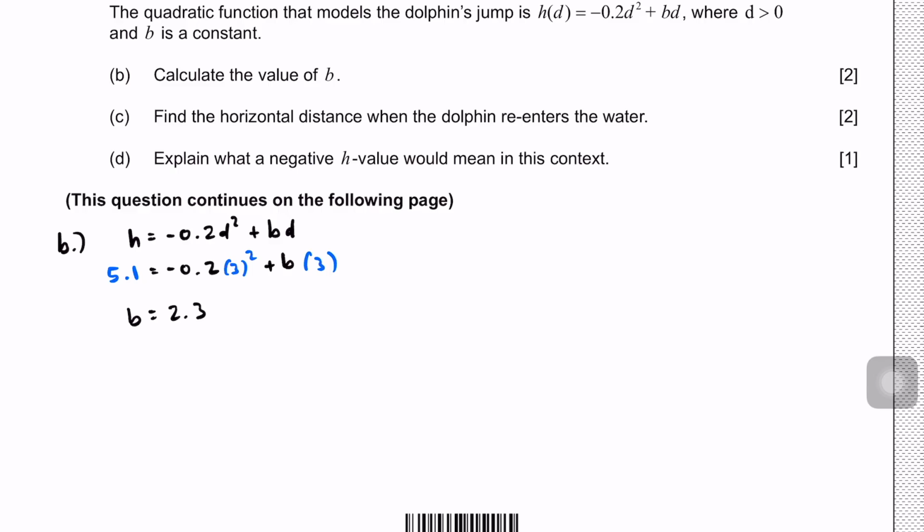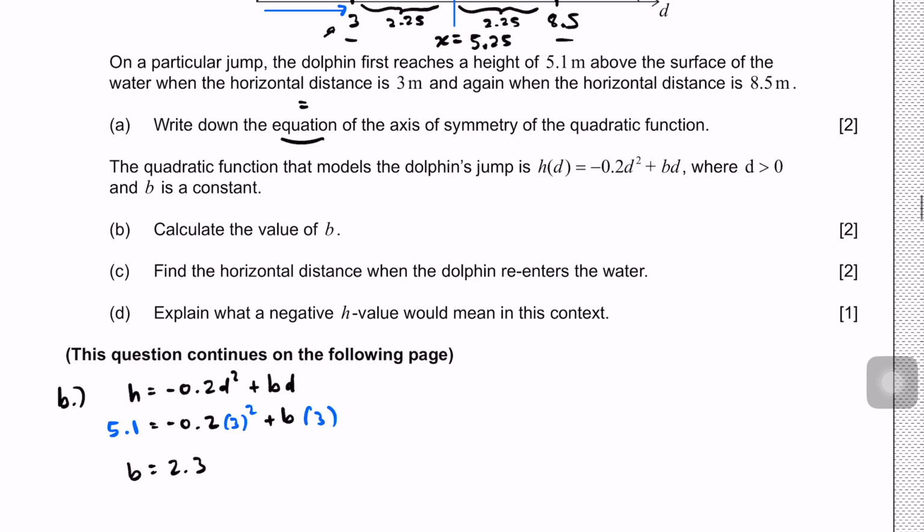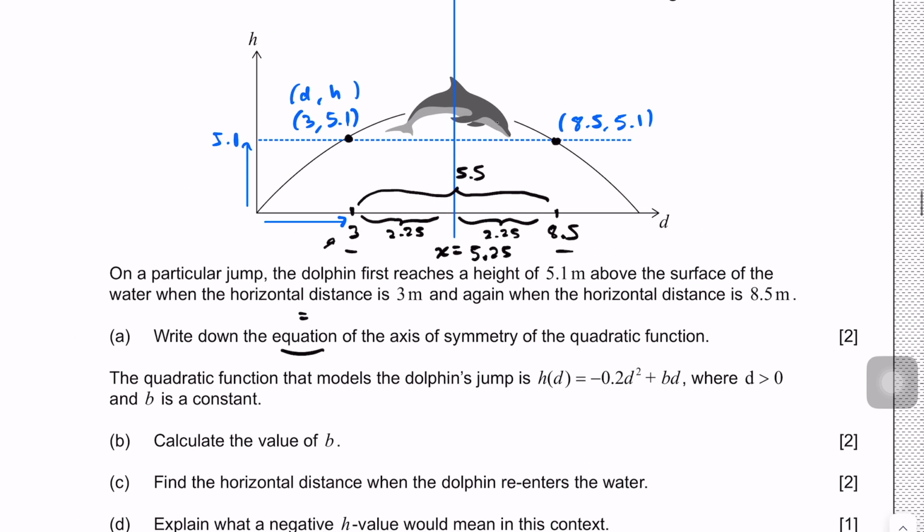Okay. Part C, find the horizontal distance when the dolphin re-enters the water. Okay. So here's the dolphin traveling through the air. We know it leaves the water at a position of 0, 0. That is to say, the height is 0 and the horizontal distance it's traveled when it leaves the water is 0. But after going through the air, what is the point at which it re-enters the water?